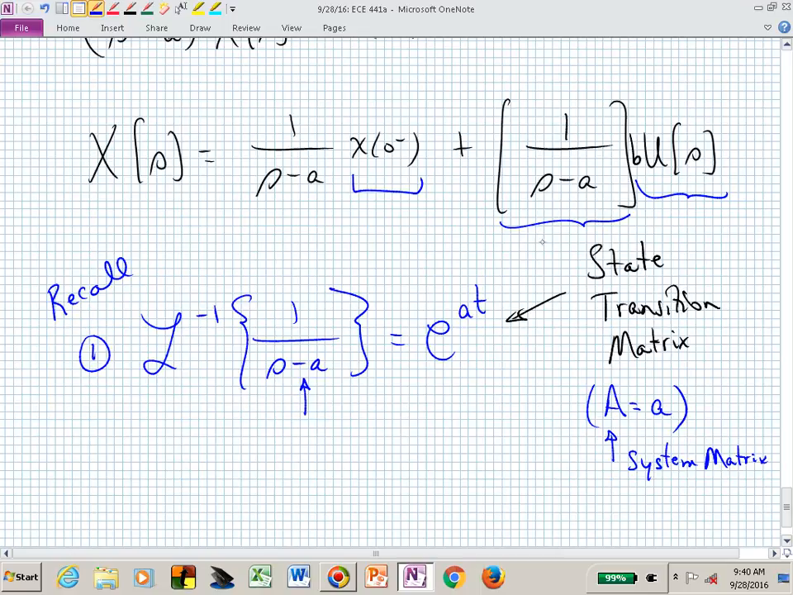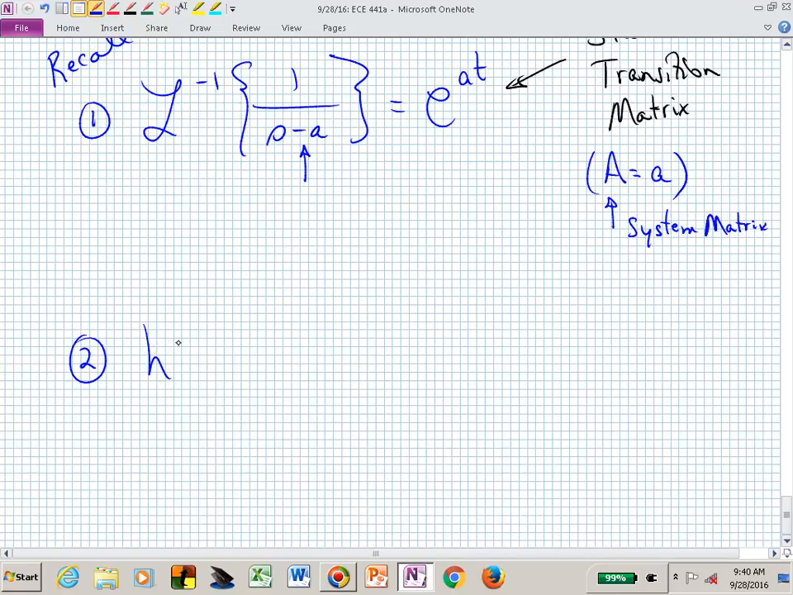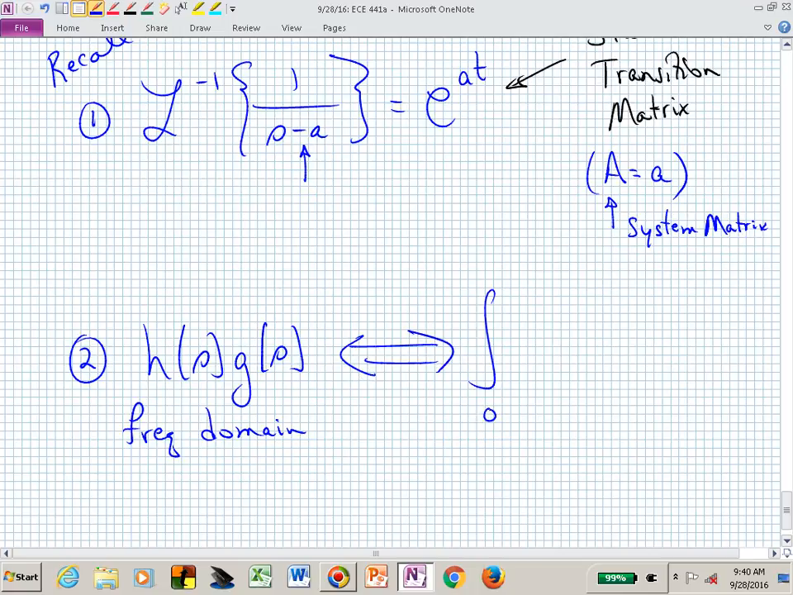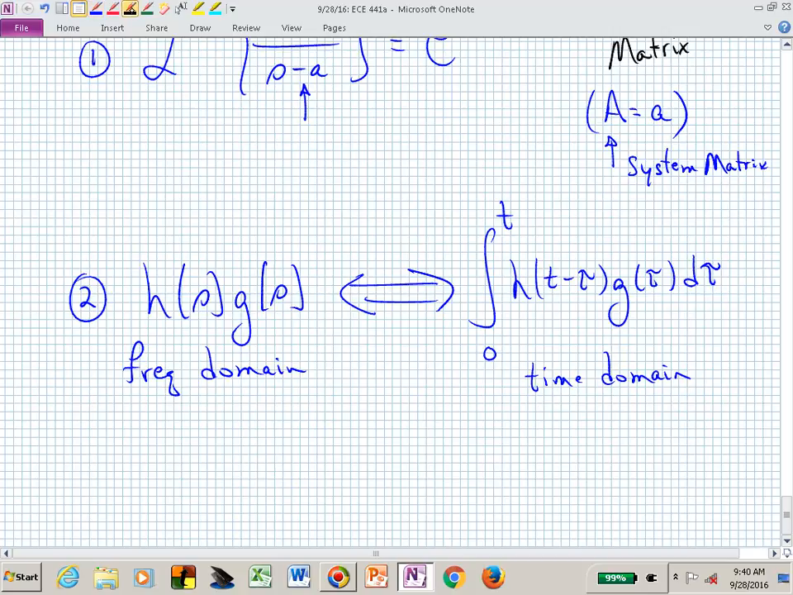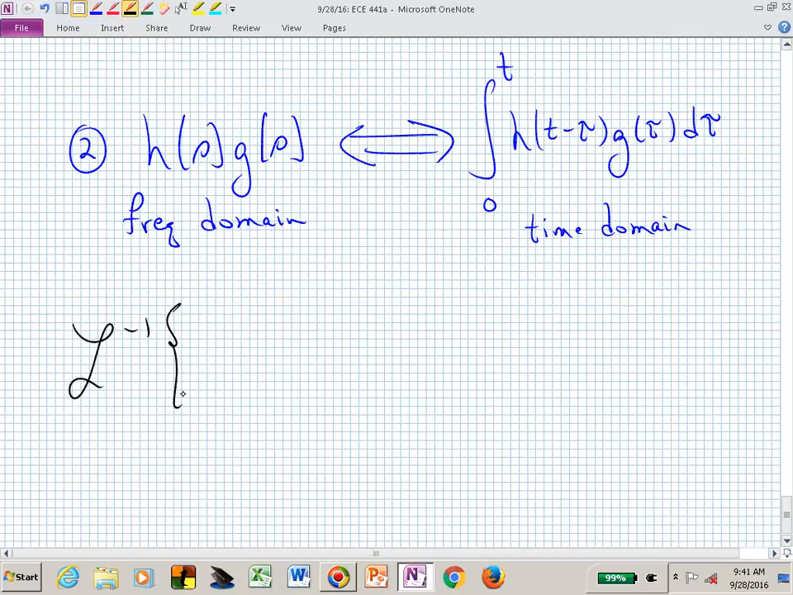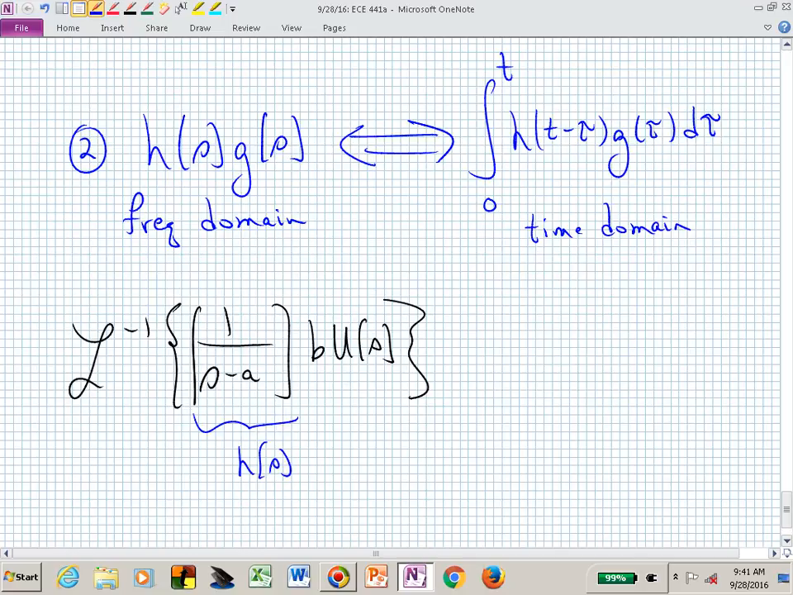Convolution. So if we called this h of s and this g of s, we could think of recalling facts that h of s, g of s in the frequency domain is, in the time domain, this convolution integral from 0 to t, h of t minus tau, g of tau, d tau. And if we now want to inverse Laplace transform, which is what we're suggesting, 1 over s minus a times b u of s, we called this h of s and this g of s. What's that look like?